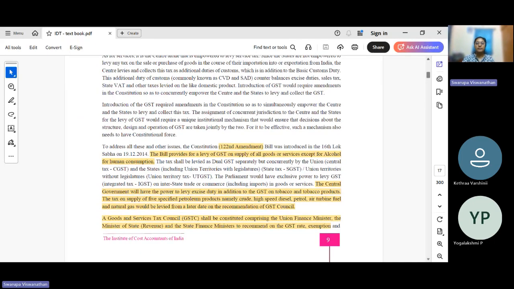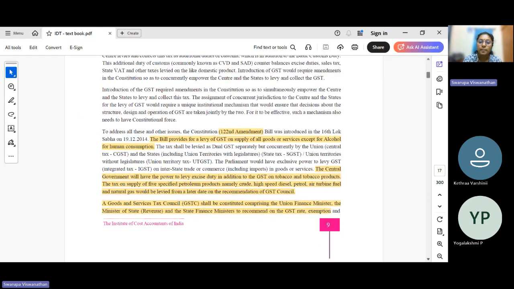Now, with respect to the constitutional amendment, what are the pointers you should remember? Constitutional Amendment 122, the bill passed with respect to GST. GST is covered on supply of goods and services except alcohol for human consumption. The central government has the power to levy excise duty in addition to GST on tobacco and tobacco products. So you get two MCQs here.